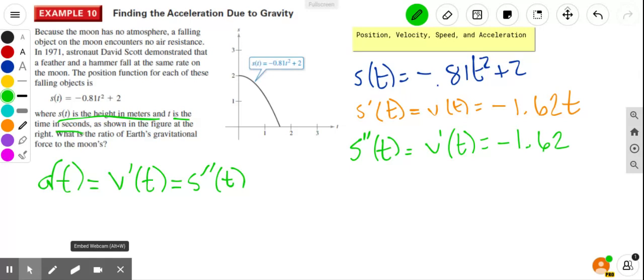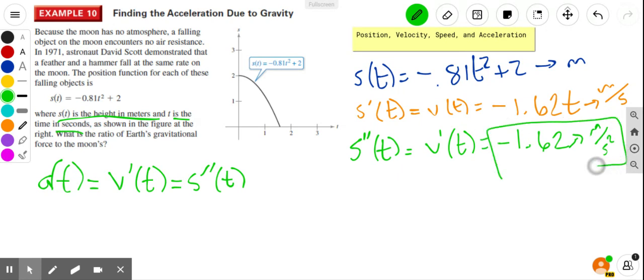So my units were meters. But then I took the derivative with respect to time, so my velocity should have been meters per second. If I take the derivative of my velocity, I should get meters per second squared. So that means that for the moon, this is my constant gravitational force.